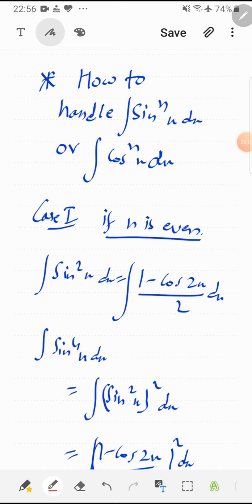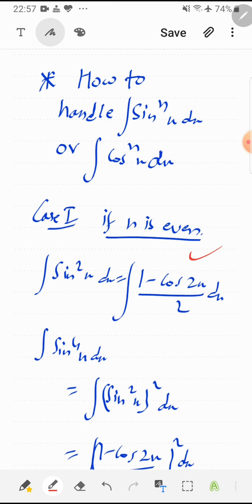Hello students, today we are going to discuss some very special questions based on integration by substitution. So today's topic is how to handle higher power of sine and cos. We can divide these questions into some cases, like when n is even. Students, when n is even, then our solution is going to be a little bit lengthy.